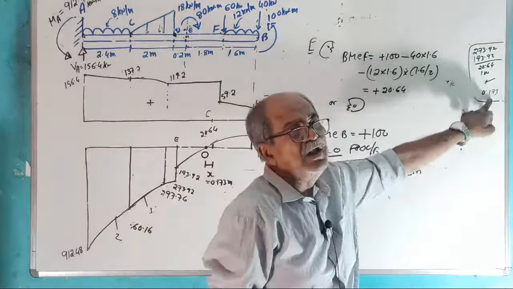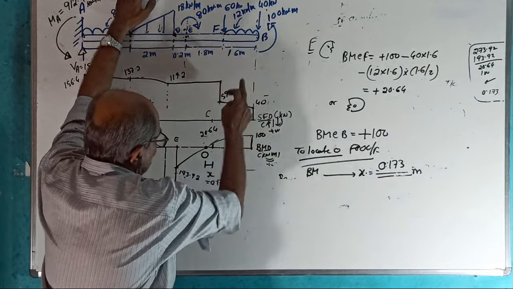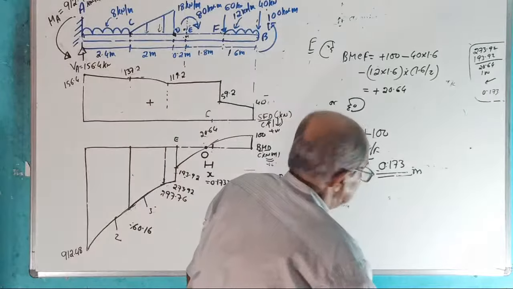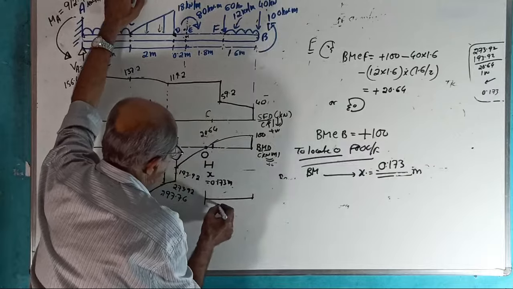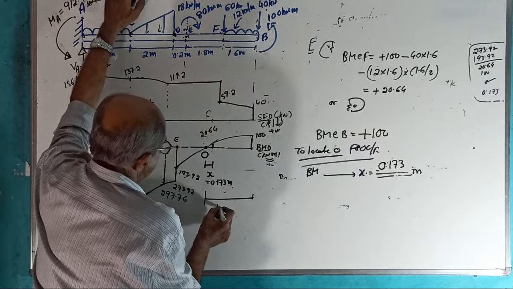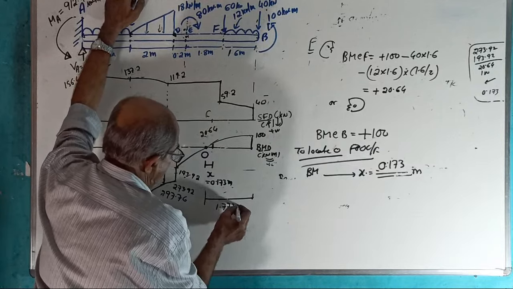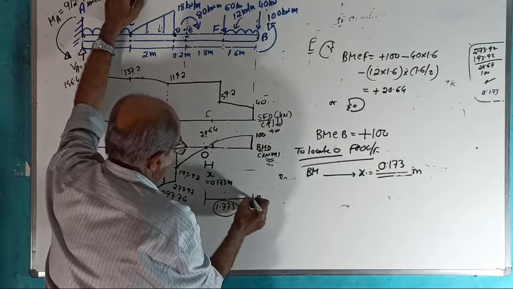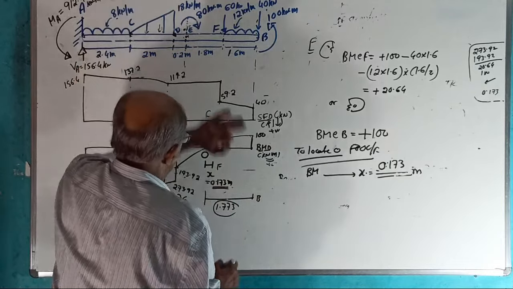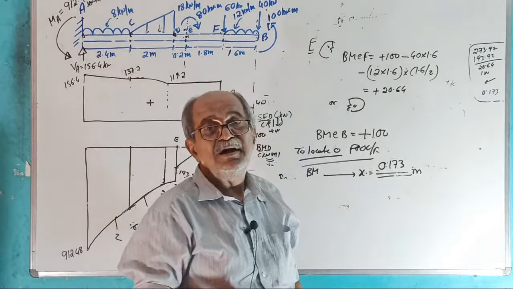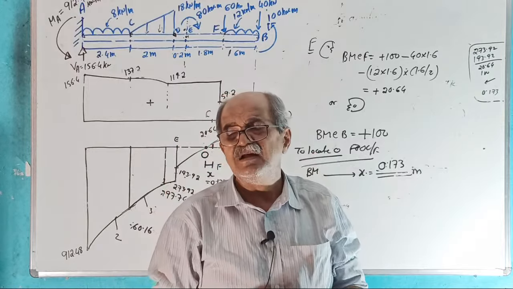Yes, someone told x equal to 1.17 here. Or suppose they ask you where is counterflexure, from the right end it is 1.6, 1.773 meter. From where? From B. But from F point this side by 0.173 meter. Now, critical question on cantilever is thoroughly explained.